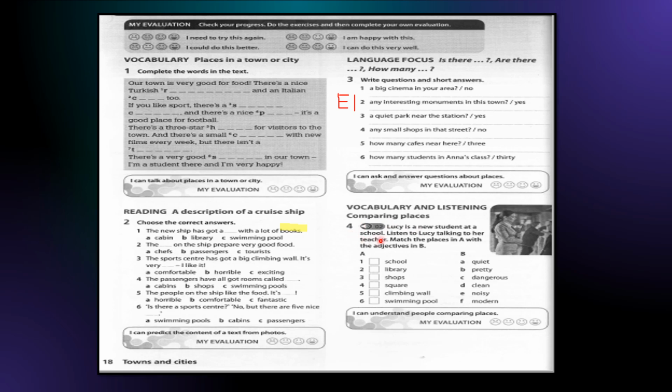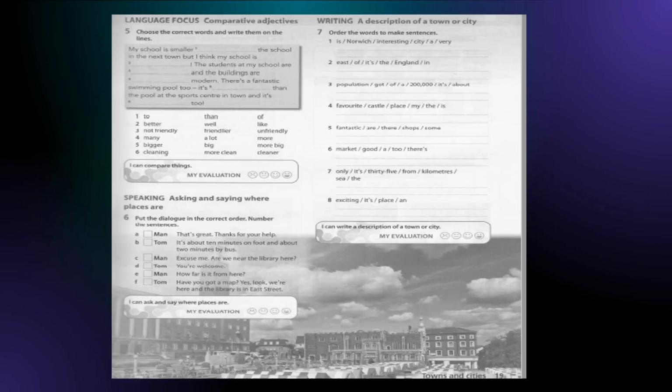Okay, for vocabulary and listening, number 4, comparing places. This one you need to listen to the audio. And then you need to match it. For example, school, what is the answer? If it is quiet, so write down A here. The audio, I will post it together. Okay, later. Teacher will post it together.